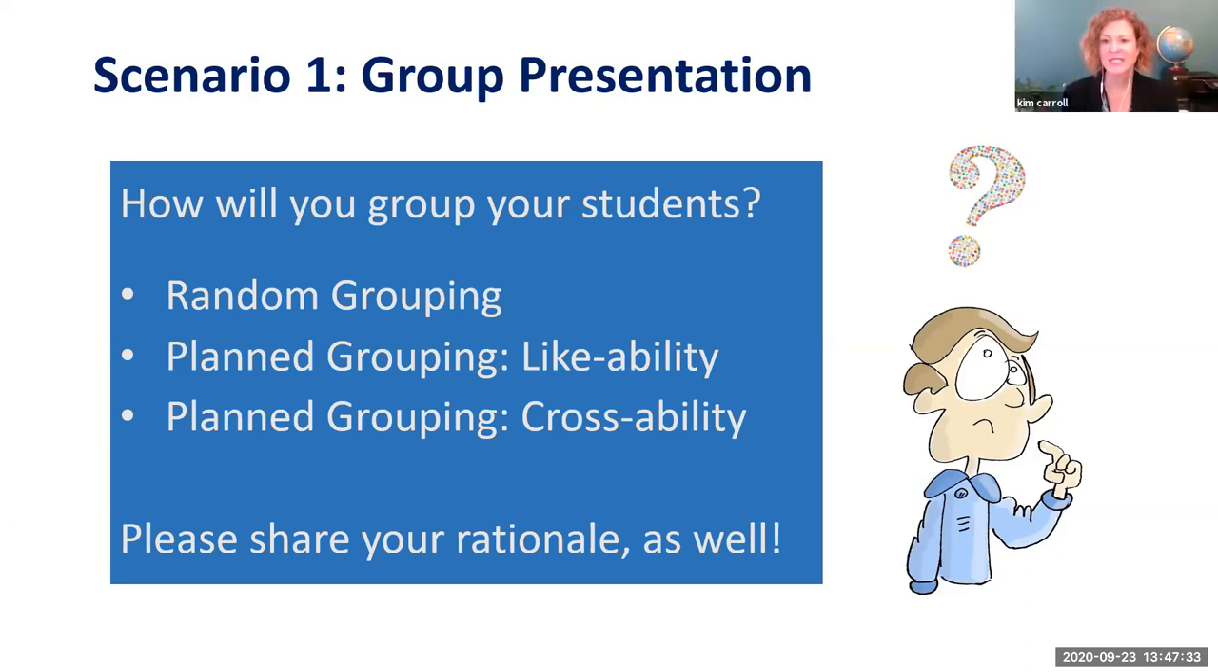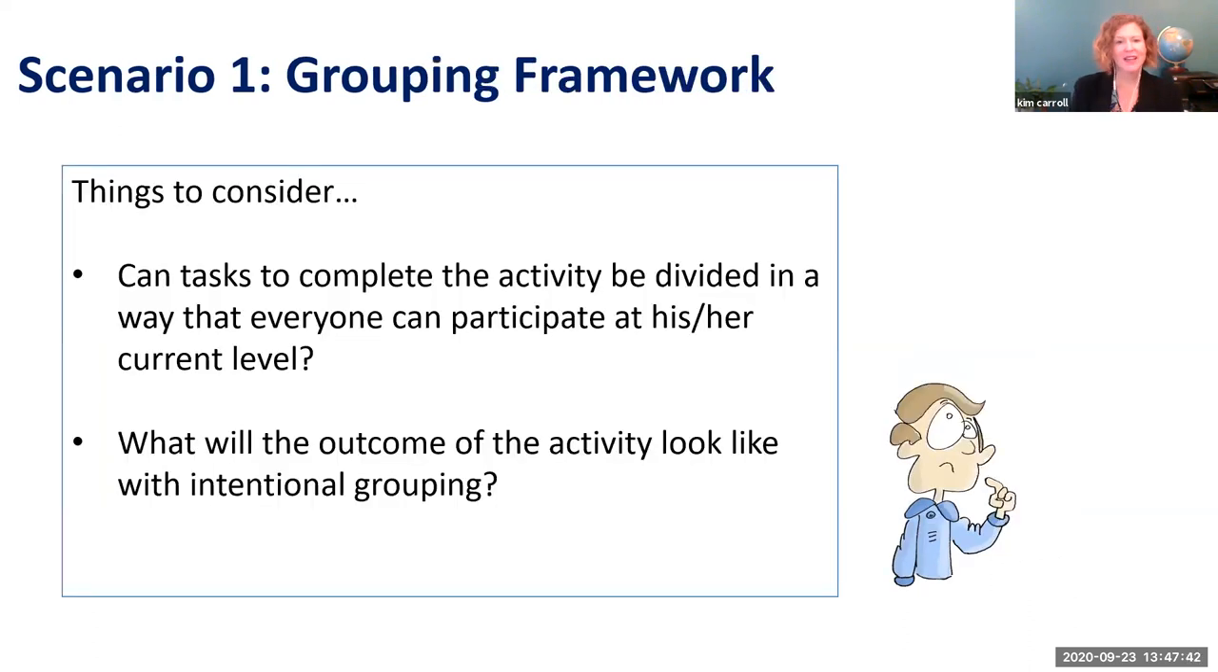And I see some great reasons behind why you would choose the kind of group you chose. So let me tell you my reasoning and what I chose. The things that I wanted to consider with this activity were, can the tasks to complete the activity be divided in a way that everyone can participate at his or her current level? So I want to make sure that all the different levels of students would have a task that they would be able to do, be challenged, of course, but be able to do and be comfortable doing in the group.